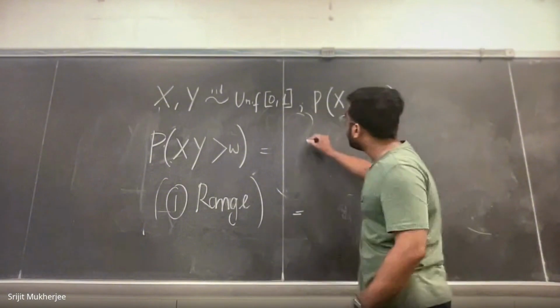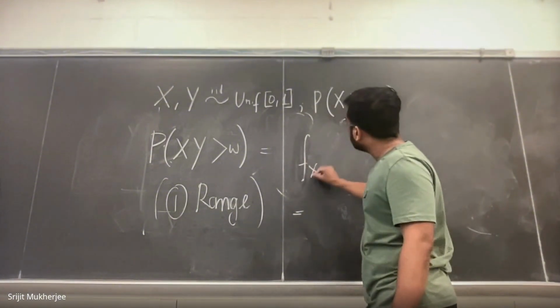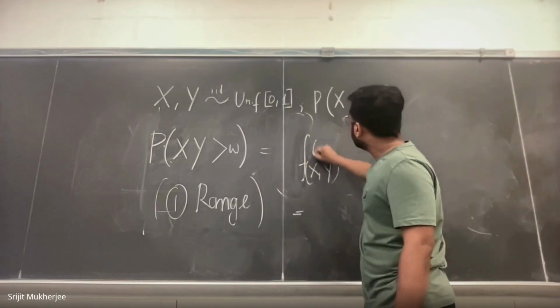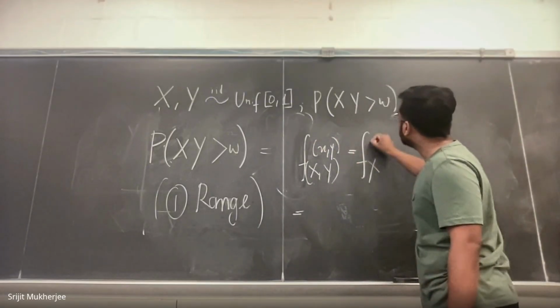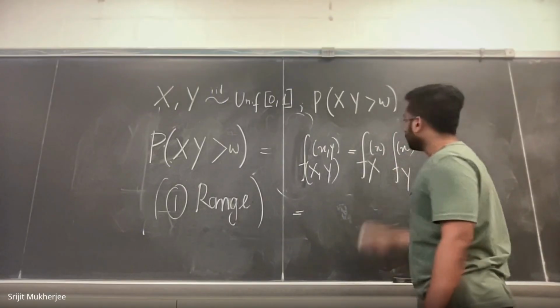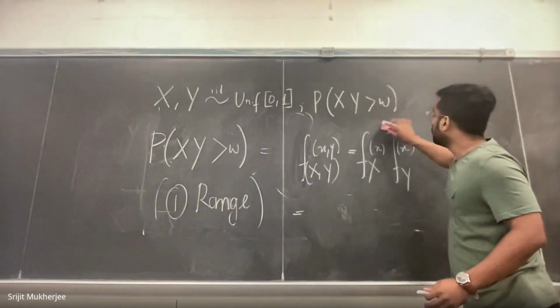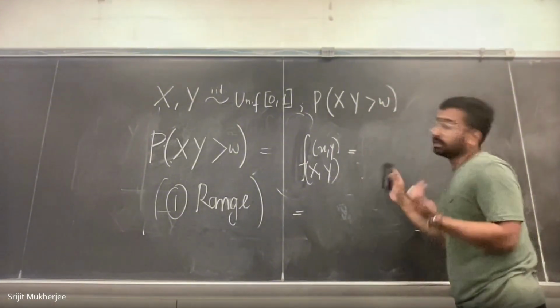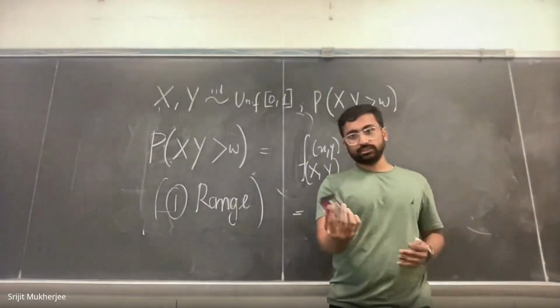So when the random variables are independent, we write the joint PDF of the two random variables x, y as the multiplication of the individual random variables' PDFs. But when they're dependent, this will not be a multiplication. This will be something else. So that we have to define first.